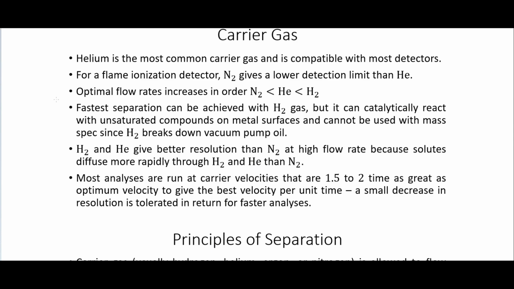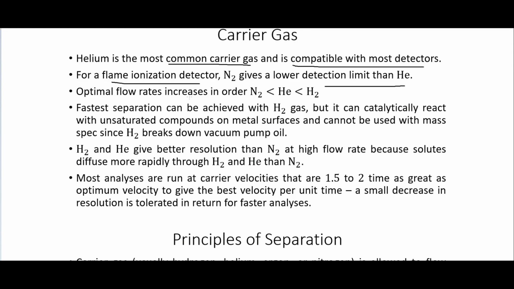All right, then the carrier gases, which are the gases that will push our product through the internal ring of the column. Helium is one of the more common carrier gases because it is compatible with most detectors, for example the flame ionization detector, and I'll discuss the detectors very briefly in a little bit. The N2 gives a lower detection limit than the helium, and that means that we can see things that are a lot less concentrated than we could with the helium.